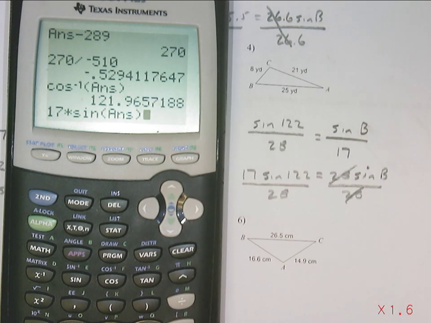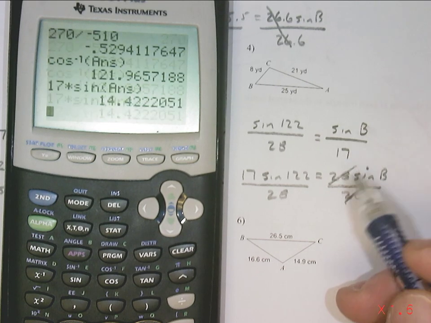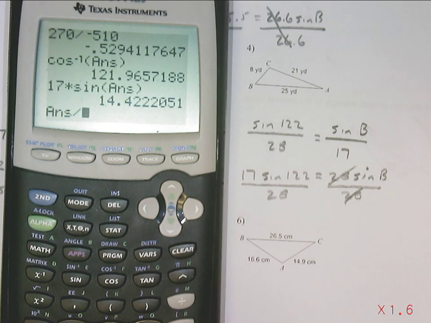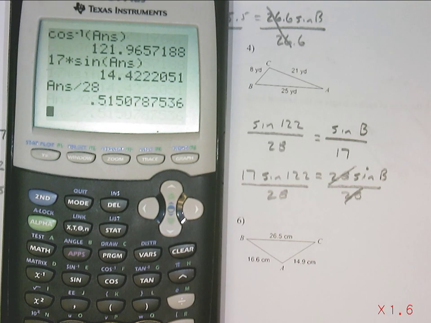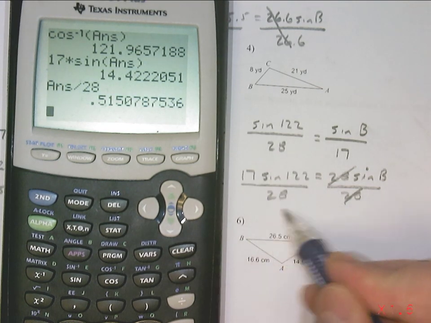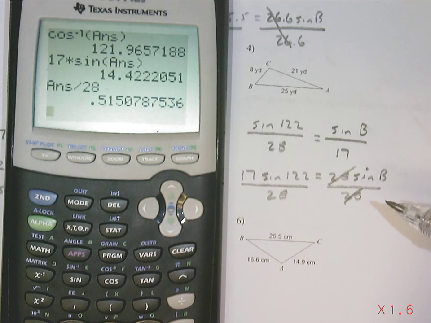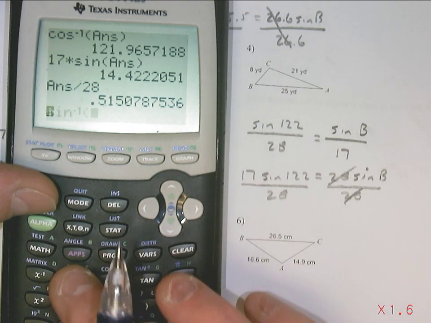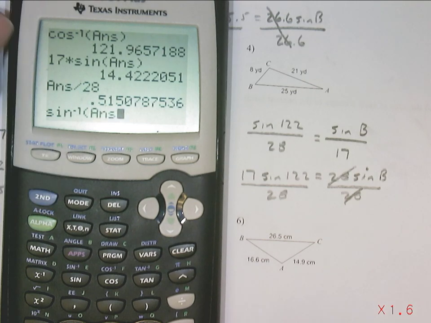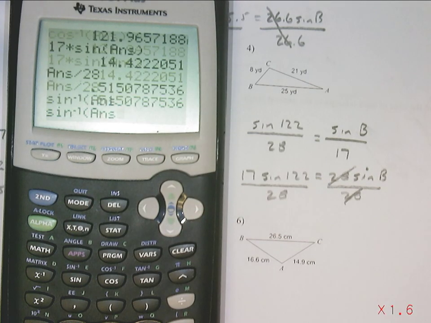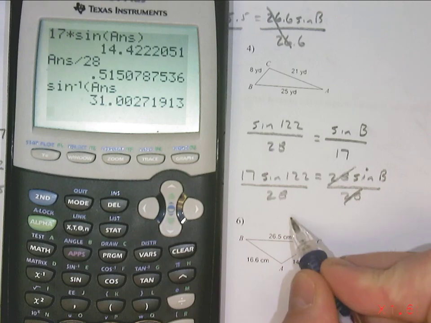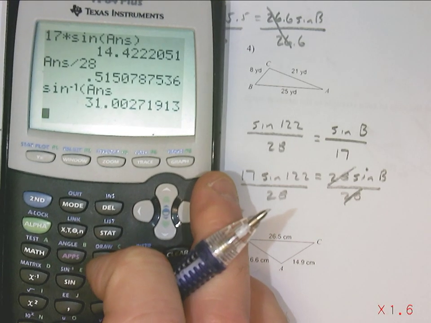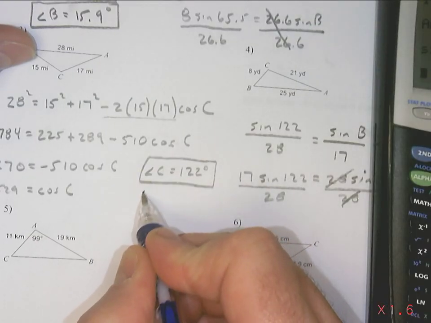I like to hit equals after I do the numerator, and then I'll divide by the 28. So that's what all of that is, and that's exact. There's no round off error there. And now I have to take the inverse sine of that. So inverse sine, second sine of the previous answer. Again, no round off error. And that's 31 even. So angle B is 31 even.